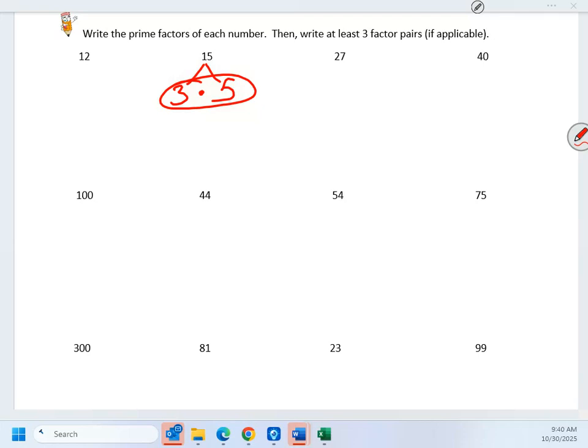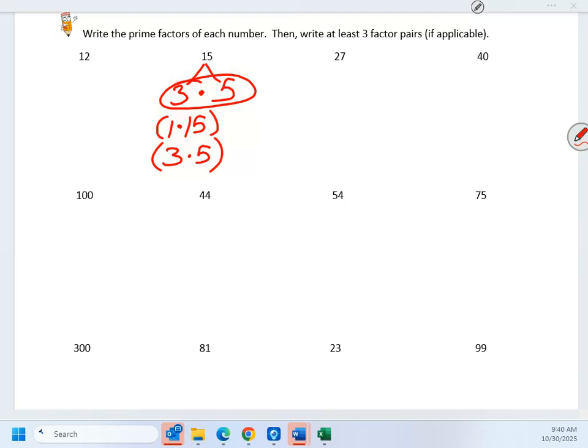Now I need to do factor pairs. What would be a factor pair that I could list, Michael? 1 times. Yeah, I can always have the number times 1. What's another factor pair I can list, Rhoda? 3 times 5. So not only do I need to see your factor tree with your prime factors listed, I also need to see your factor pairs. So make sure that you're doing both.